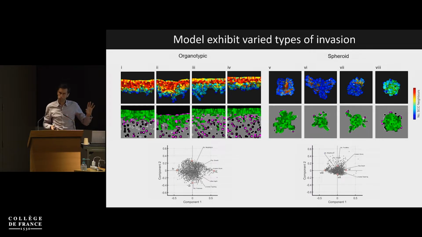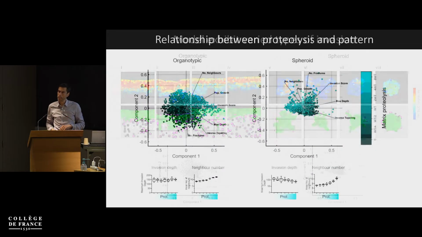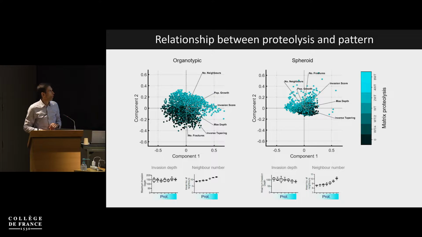So this is rather busy and complex. I'll just very quickly tell you about a couple of things that we've learned from this. This is exactly the same PCA plots, but all that's happened now is we've shaded them in this light blue color based on the value of the extracellular matrix proteolysis term. And you can see that there's a good relationship between the proteolysis term and the number of neighbors, suggesting that high proteolysis might be related to wide strands. It's also related to population growth, something that I will come back to.